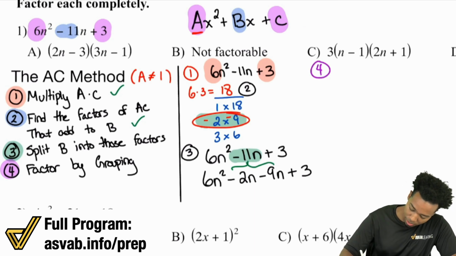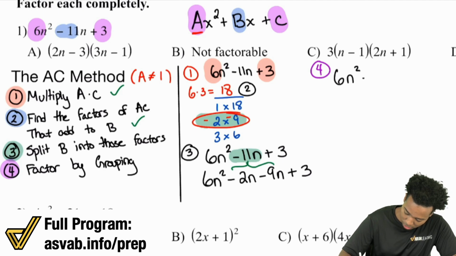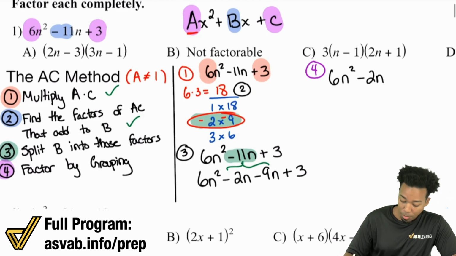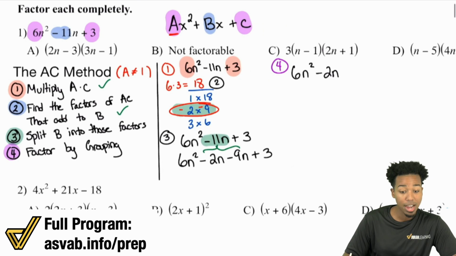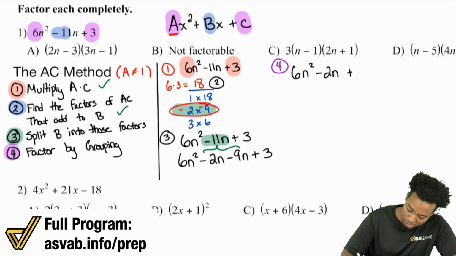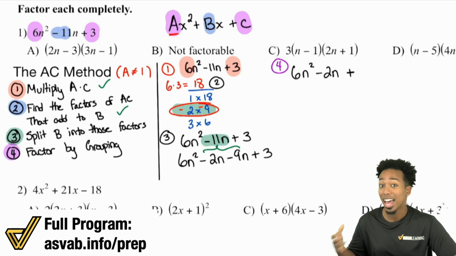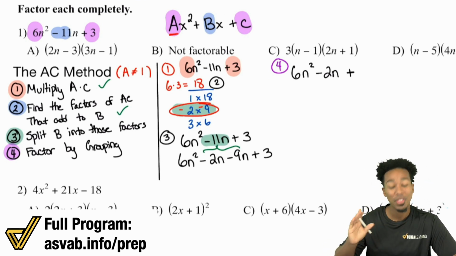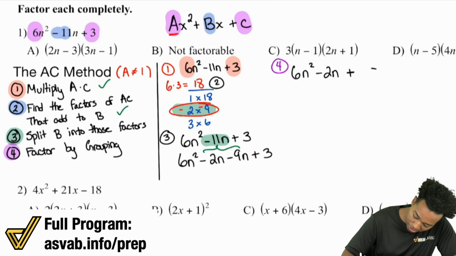I'm going to take 6n squared minus 2n, and I'll place that right here. 6n squared minus 2n. Then remember, just like we did in that video where we learned about factoring by grouping, I'm going to put a plus. I'm always going to put a plus because that negative on the 9n is on the 9n. It's not on the entire thing. So I'm going to put minus 9n plus 3.